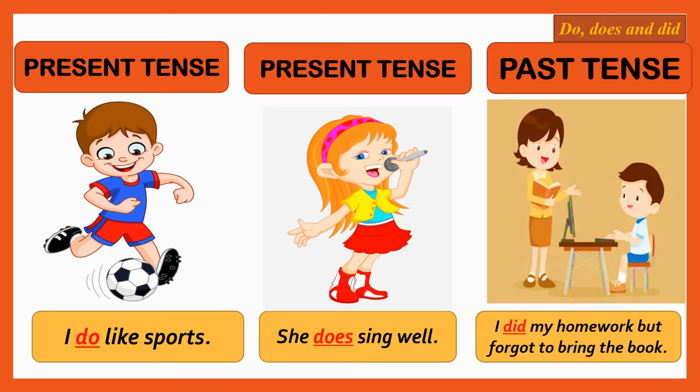The second sentence is she does sing well. In the second sentence, the subject is she. So, we will use does in the sentence. Now look at the third sentence. I did my homework but forgot to bring the book. Here, did is the past tense of do and we use did with all the subjects.